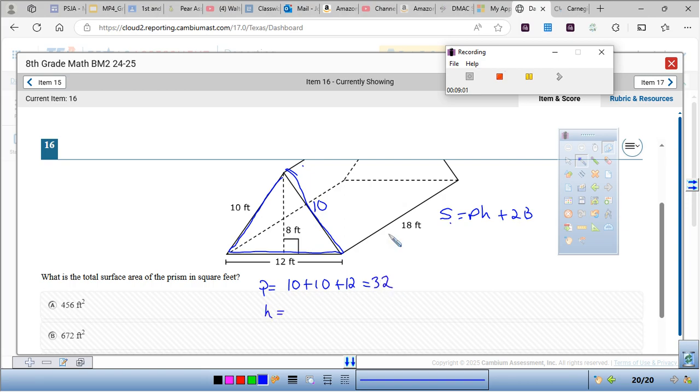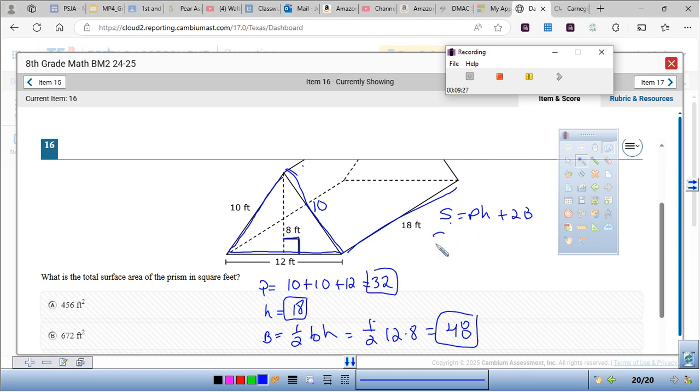Your height is going to be the distance from base to base, 18. And then your big B is going to be 1/2 BH. So just looking at my triangle here, it's going to be the one that makes the right angle. So we're going to go with 1/2, 12 times 8. 1/2 of 12 is 6. 6 times 8 is 48.